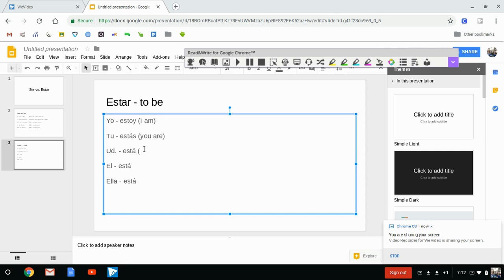And those will translate differently. Usted está means you are, and that's the formal version. Él está means he is. Ella está means she is.